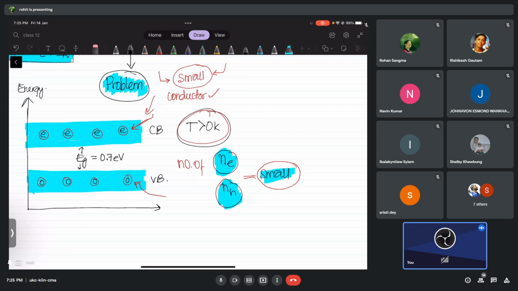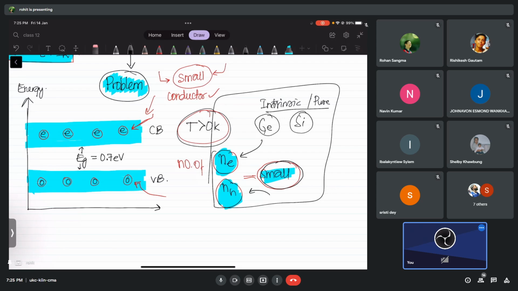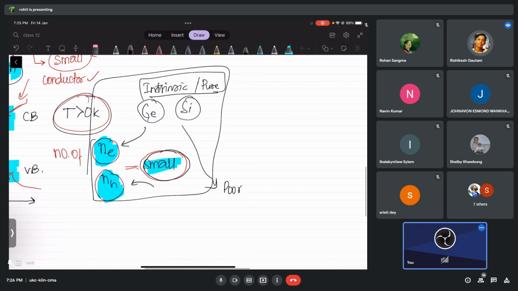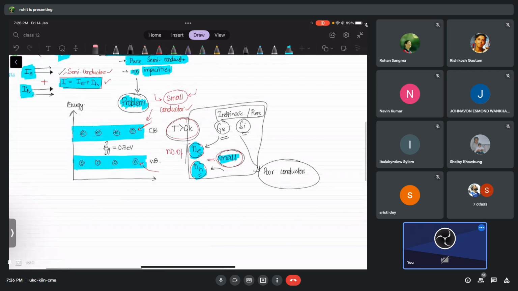So you tell me right now, an intrinsic semiconductor, a pure semiconductor like germanium and silicon. This is the picture for both of them. The number of electrons and holes is very, very small. So tell me, intrinsic, pure ones: are they good conductors or poor conductors? Poor conductors. They are not so good conductors because they don't have a very large number of charge carriers. Are you clear with this, guys, all of you?